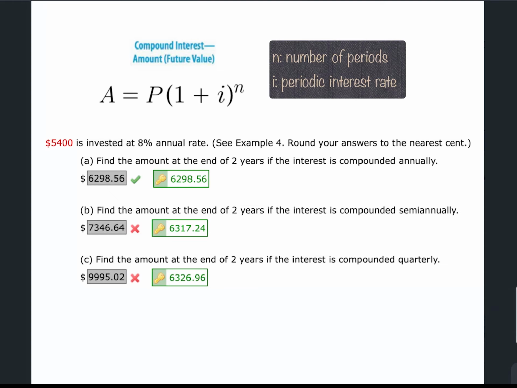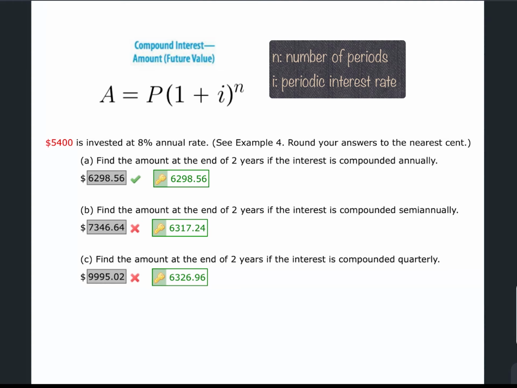So for this first example, we're going to consider 3 cases where the periodic interest rate varies dependent upon the number of times we compound per year. In case A, we are compounding once per year because it is saying that we are compounding annually. Also, remember, as stated in the beginning of the problem, that our P, our principal amount, is $5,400, and our I, our periodic interest rate, or at least part A, is 8%.